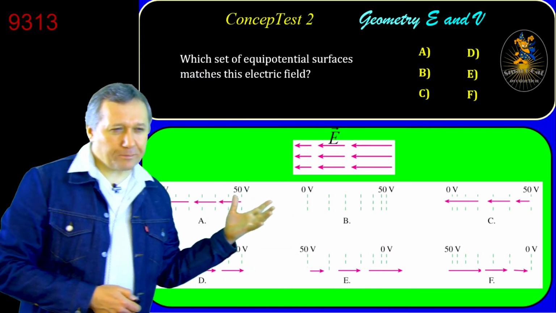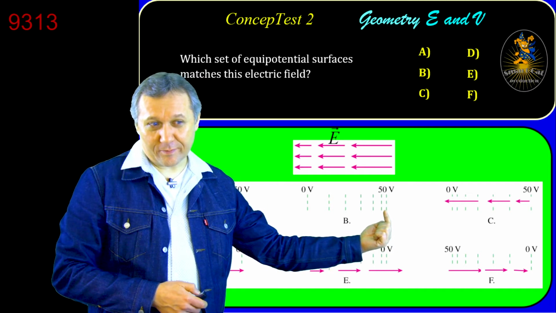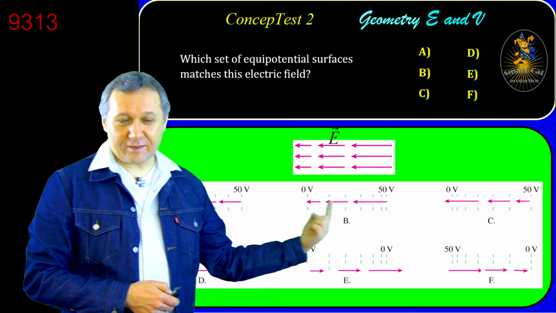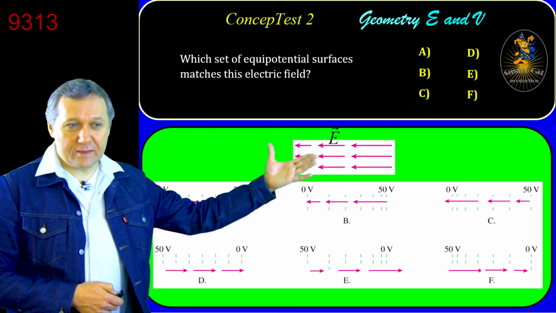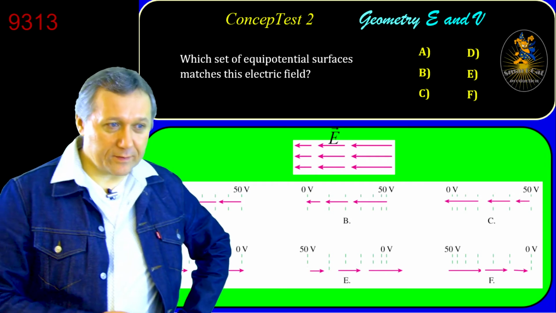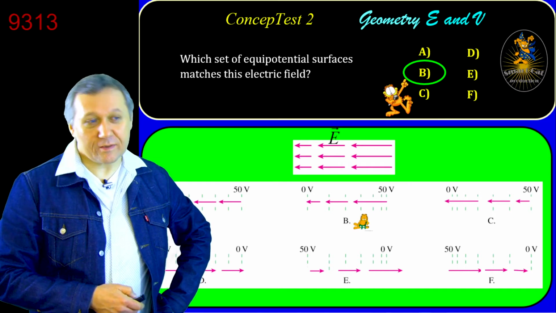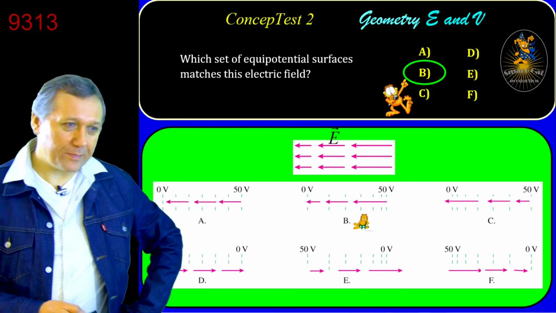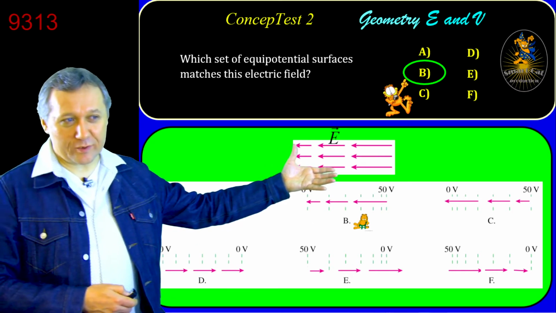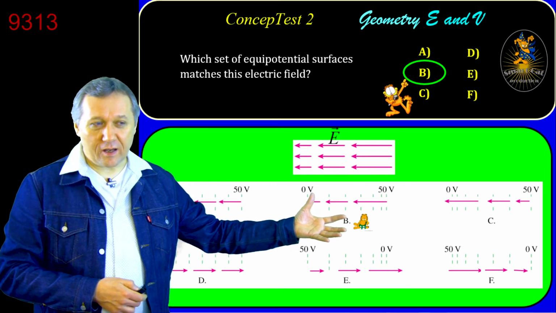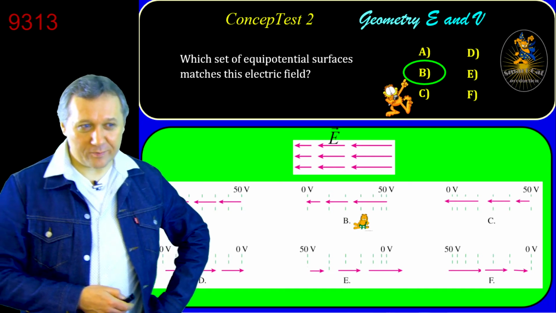And then strength: the density of lines here is larger, so the electric field is stronger, and then the density gets smaller and smaller, so the electric field gets weaker and weaker. And of course, we're getting the correct field. So option B is the correct answer. Option B is the correct option. So that's how we can visualize the electric field using equipotential lines and using electric potential.